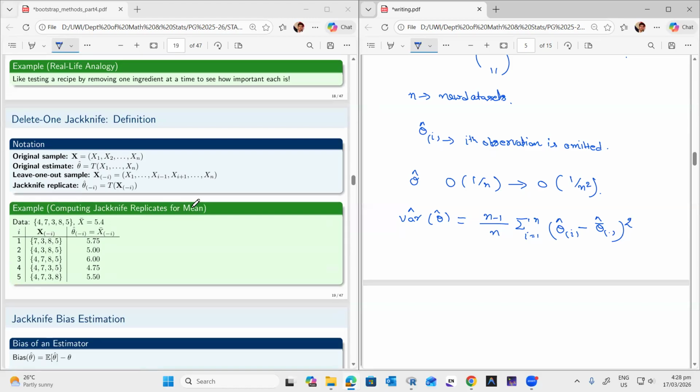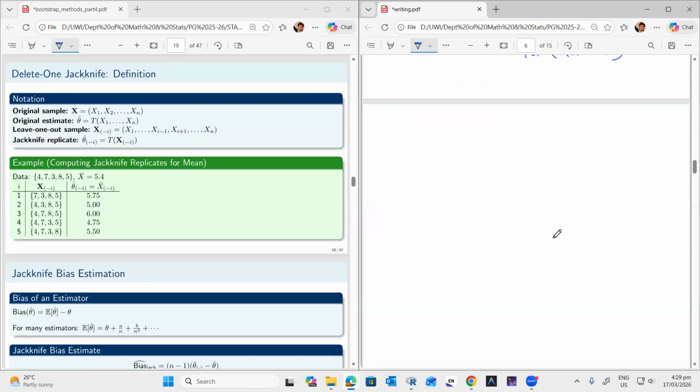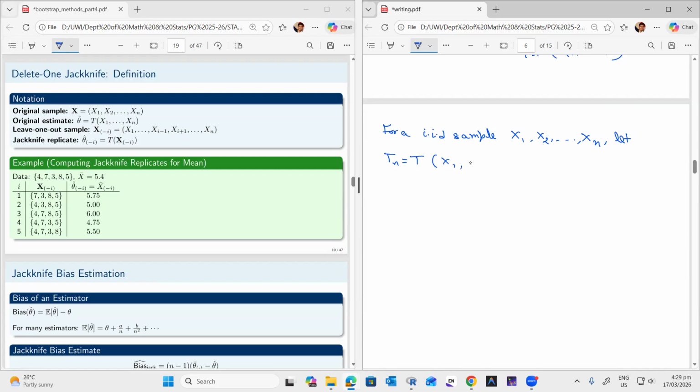So now, what is the mathematical formulation? For an IID sample x1, x2 up to xn, let capital T n equal capital T of x1, x2 up to xn be an estimator of a parameter theta.